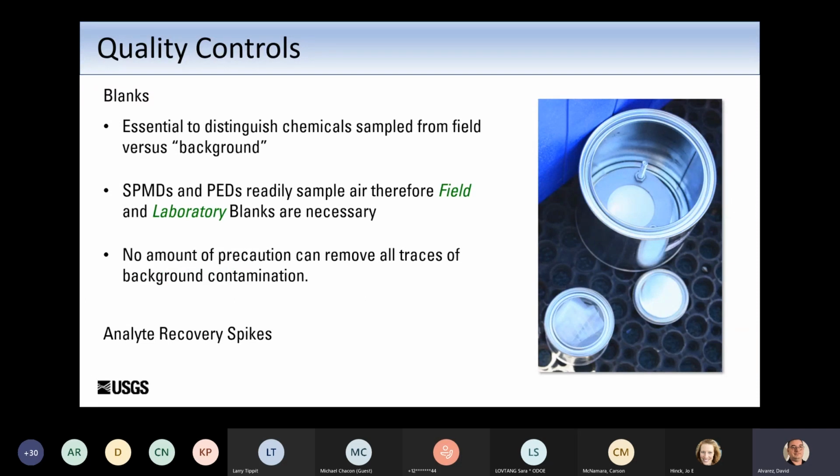As with any environmental sampling program, appropriate quality controls are essential to ensuring the reliability of results. Some pass-through samplers, especially SPMDs and PEDs, can readily sample air. Therefore, it's important to include both lab and field blanks to distinguish concentrations of the chemicals from the field from potential background levels. It is important to remember, though, that no amount of precaution can remove all traces of background contamination, which is why having blanks to account for any potential background is critically important. It's also important to include some sort of analyte recovery spike to determine the recovery of chemicals during a processing set. This is especially important when working with highly volatile or non-standard chemicals, where there may not be a large amount of information to base what expected recovery should be.